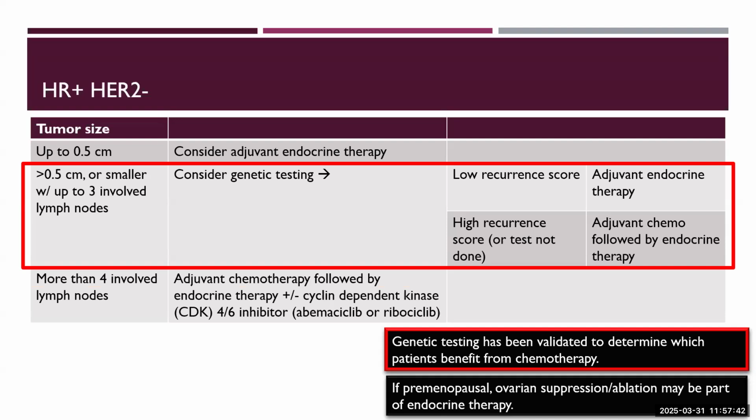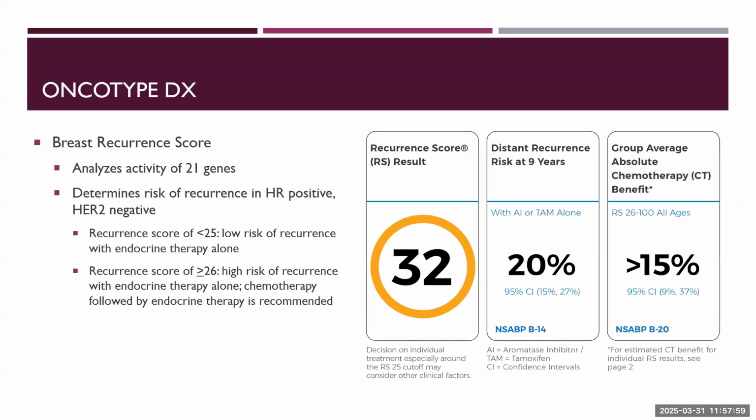If a patient is premenopausal, this is where we should add ovarian suppression, and ablation might be part of endocrine therapy if we're going to give it with an aromatase inhibitor. If they're just receiving tamoxifen, then we don't have to give ovarian suppression for those patients.